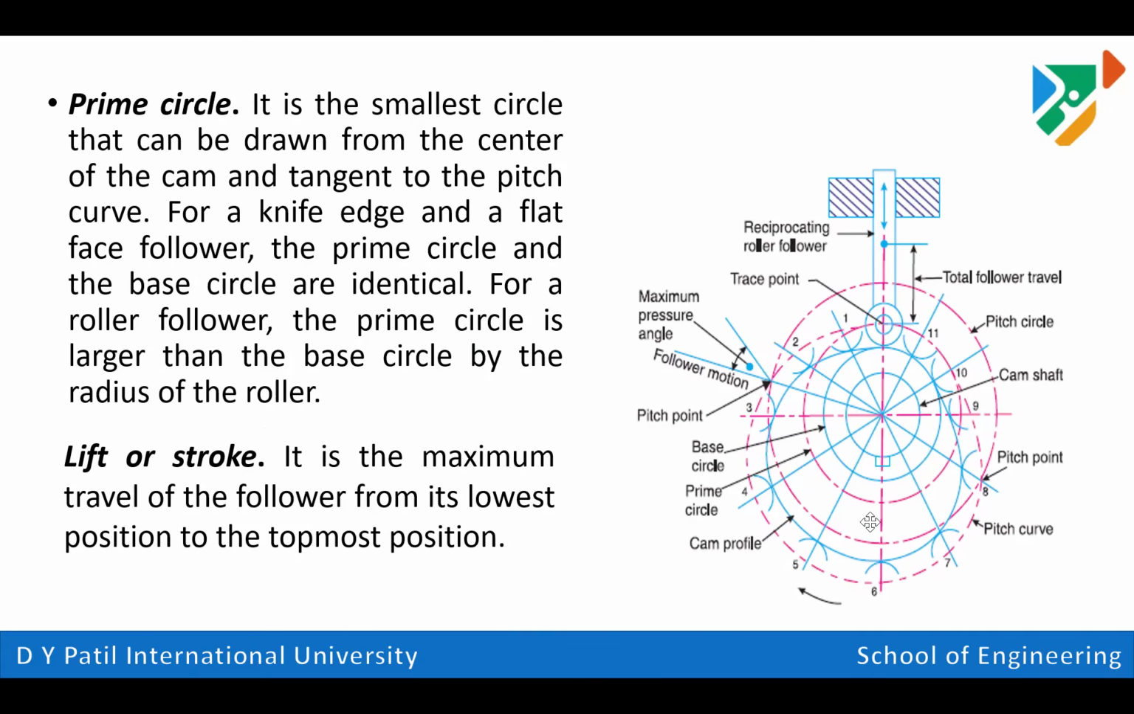Then we have prime circle. It is the smallest circle that can be drawn from the center of cam and tangent to the pitch curve. For knife edge and flat face follower, the prime circle and base circle are the same. Then next is lift or stroke. This distance is known as lift or stroke. It is the maximum travel of the follower from the lowest position to the topmost position.